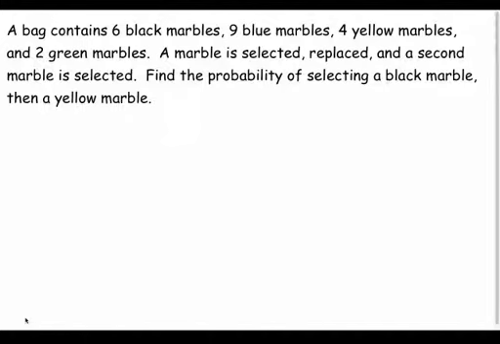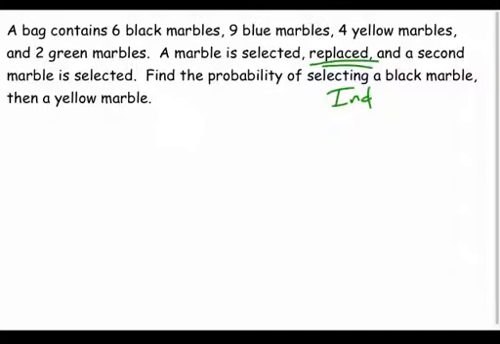Okay, let's take a look at this next one. A bag contains 6 black marbles, 9 blue, 4 yellow, 2 green. A marble is selected, replaced, that's a key word, replaced. That's what makes them independent events, the fact that it's replaced back in there. And then a second marble is selected. Find the probability of selecting a black marble, then a yellow.